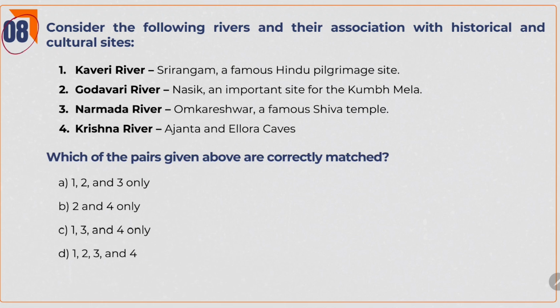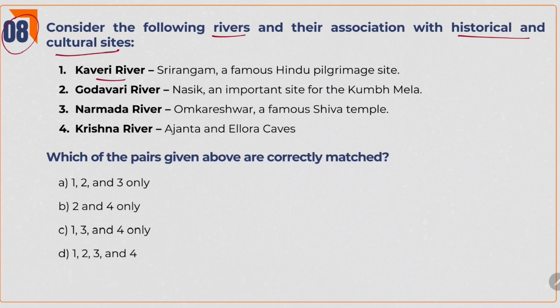Next one. Consider the following rivers and their association with historical and cultural sites. This is also an important thing: river banks and the pilgrimage sites located there. In the Indus river system, Brahmaputra and Ganga river systems also, we have seen such questions, on pilgrimage sites or cultural sites along the river banks. Okay, coming to this question, Kaveri river. Srirangam, a famous Hindu pilgrimage site. Actually, this question came numerous times in the UPSC previous year questions.